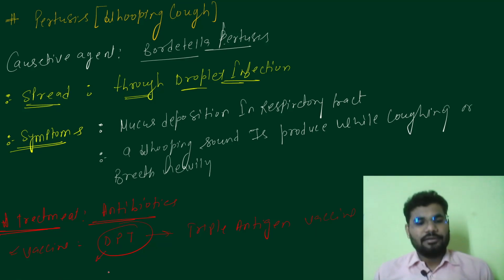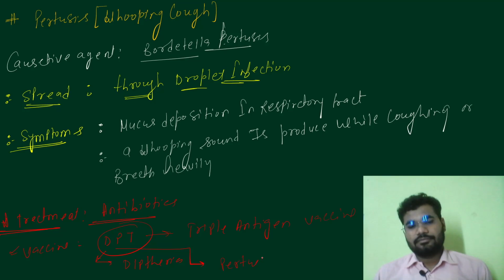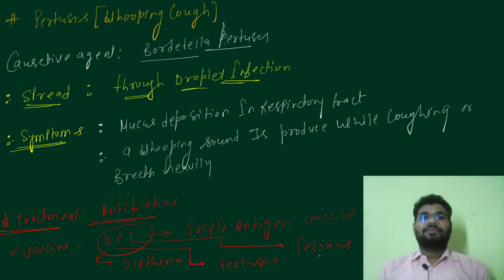One is diphtheria, which we had already discussed in the last class, then pertussis and tetanus. These are the three bacterial diseases against which this vaccine works. So that is about pertussis. Let us now talk about another bacterial disease in the next video.